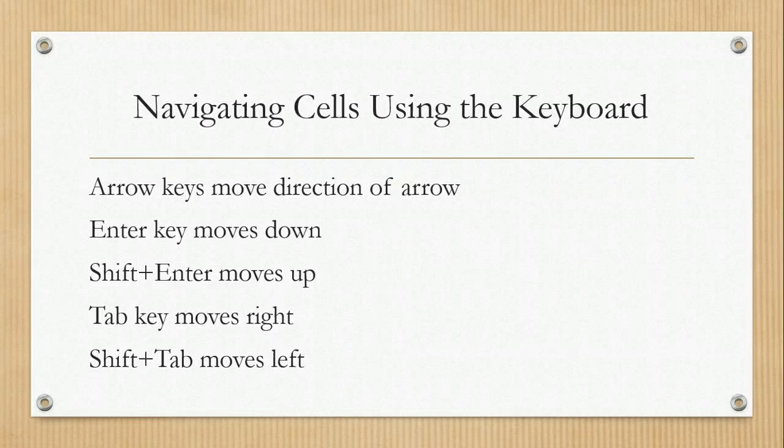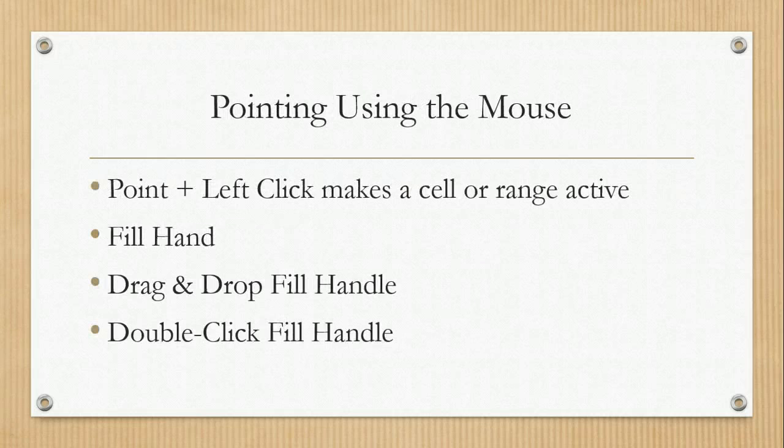Shift enter will move you up a row. Using the tab key on your keyboard will move you right through the columns of your spreadsheet, whereas shift tab will move you back or move you left through the columns on your spreadsheet.